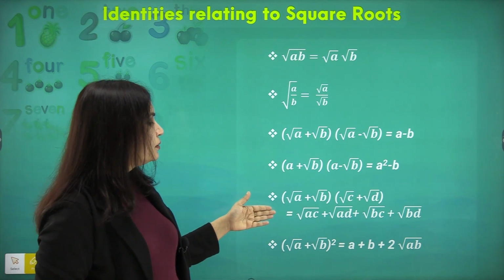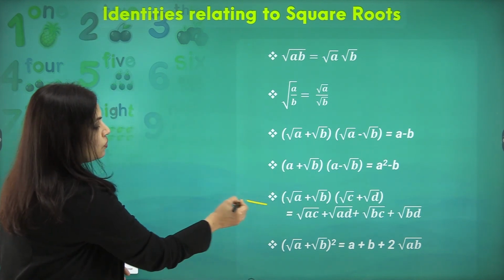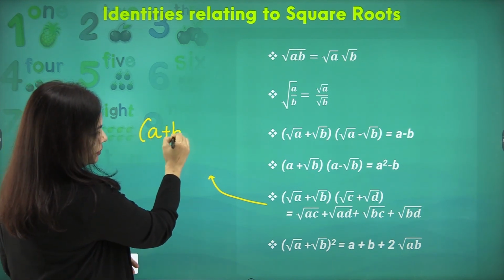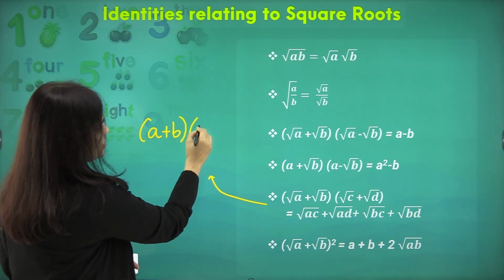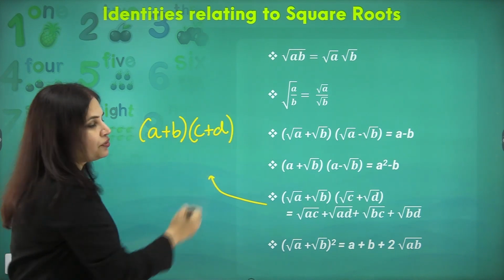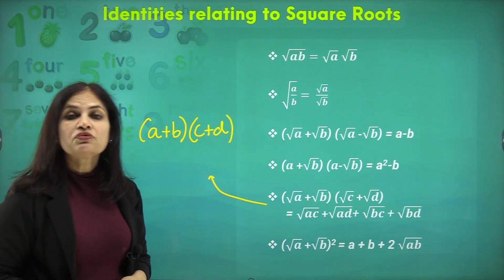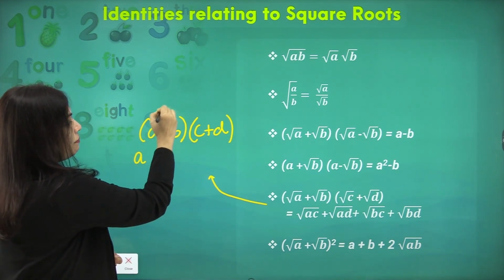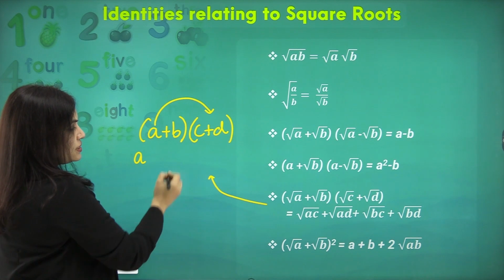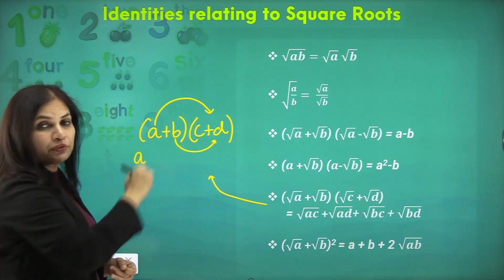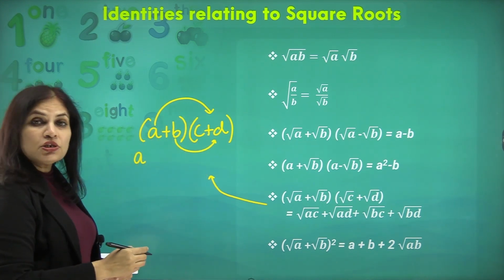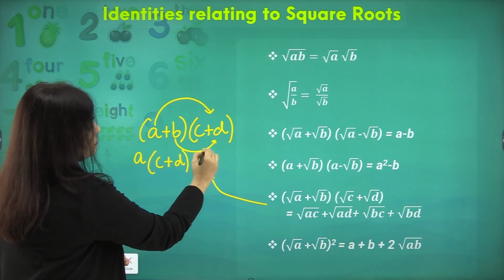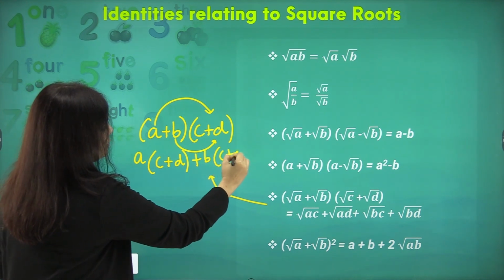The third one is based on the fact that we know a plus b into c plus d. If I have to expand this, I will use the distributive law. What is the distributive law? A multiplied with whole of c plus d plus b multiplied with whole of c plus d. So it will be a into c plus d plus b into c plus d.